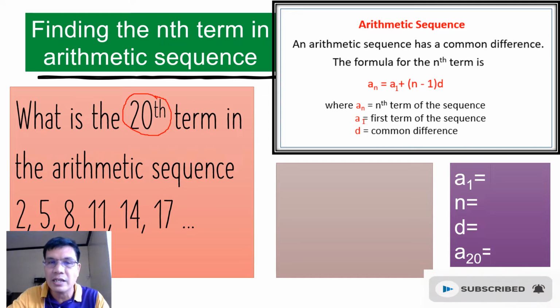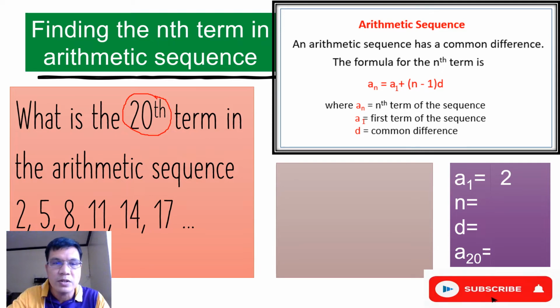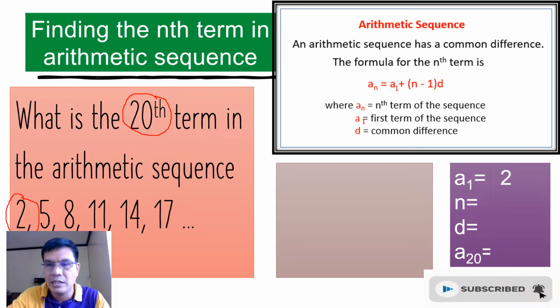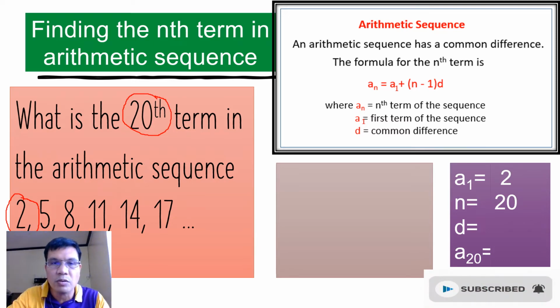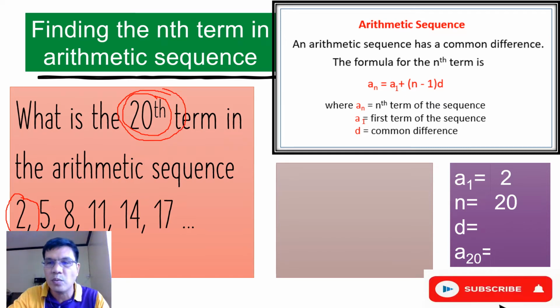So a sub n natin, yung nth term natin, a sub 1, that is the first term, and d is the common difference. So here, what is our a sub 1? What is our first term? So our first term is 2. Okay. Next, what is our n? We are looking for the nth term. We are looking for the 20th term. So n natin is 20.